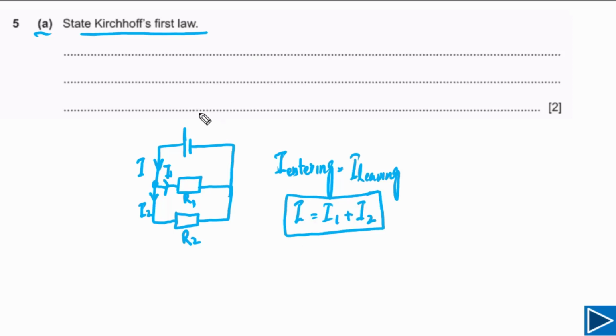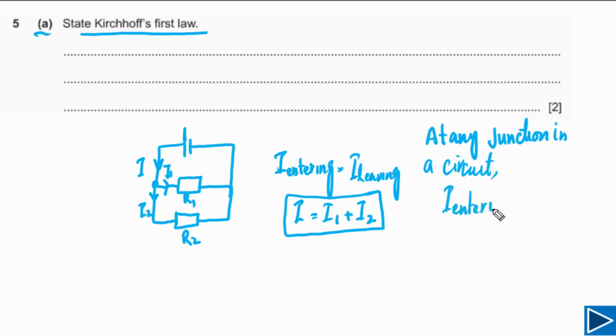Now we need to understand how to write down our answer. In order to write the answer, you can say at any junction in a circuit, I entering has to be equal to I leaving. That's all you need to write down. So at any junction in a circuit is one point you have to mention, and I entering has to be equal to I leaving. If you write down these two points, you will get 2 marks.